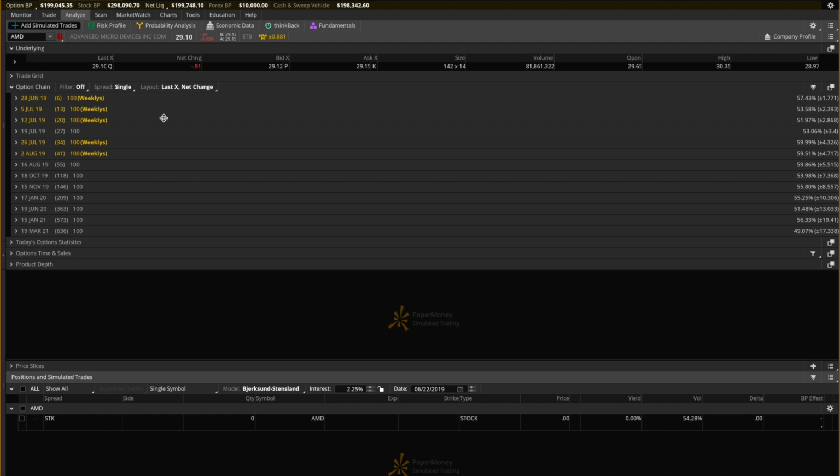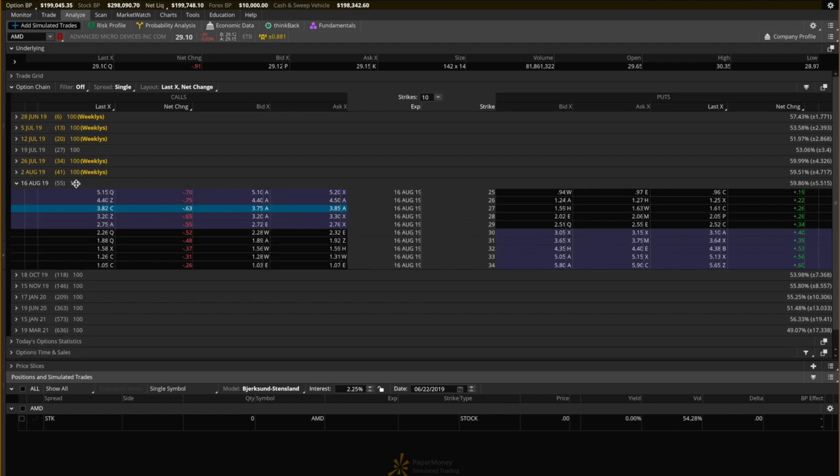And so I have the option chain in front of me. As you can see, there are multiple expirations. These are the weeklies and these are the monthlies. So I'm going to pull up August 16th, which is 55 days away. So this expires 55 days away. Right away, you can tell that there are calls on the left and puts on the right, just like any other brokerage would place them.